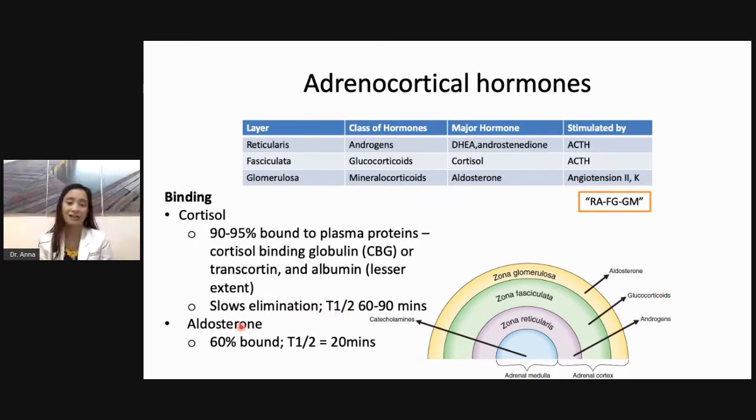Next is your aldosterone, your major mineralocorticoid hormone. This is less bound to your plasma protein, only 60%. Therefore, the half-life is a bit shorter compared to your cortisol.